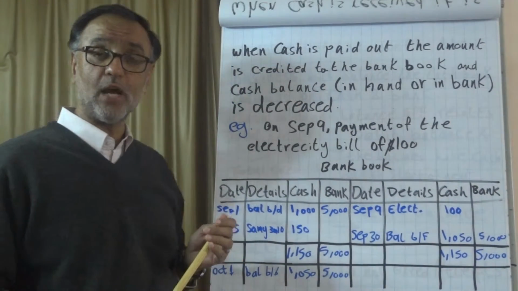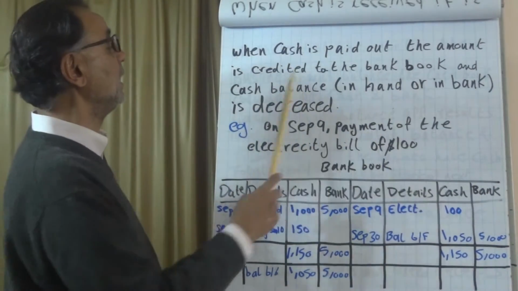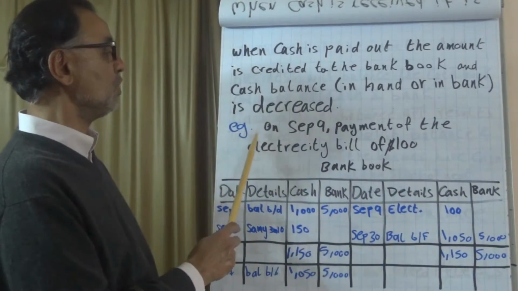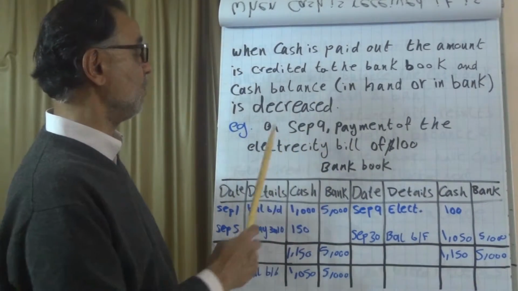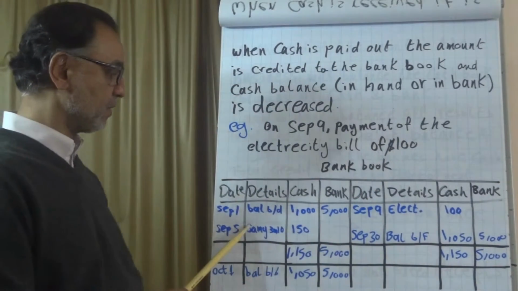When cash is paid out, the amount of cash is credited to the bank book and cash balance, as we have seen in the purchase. For example, on September 9, payment of the electricity bill of $100 was done. So let's continue with the previous example.